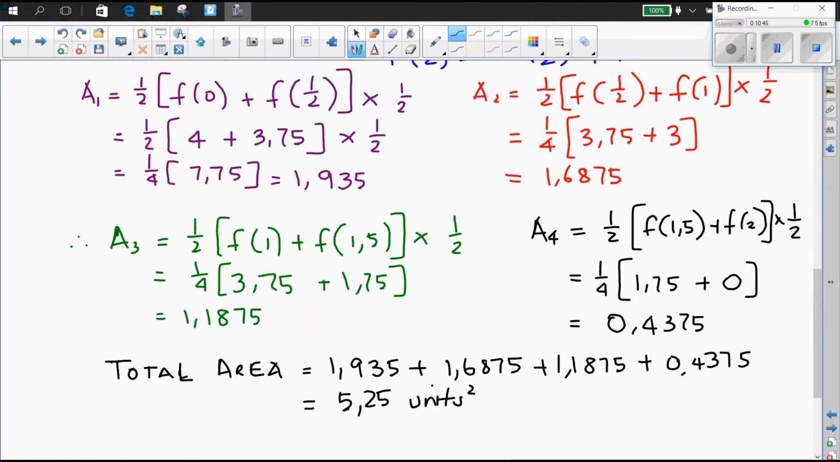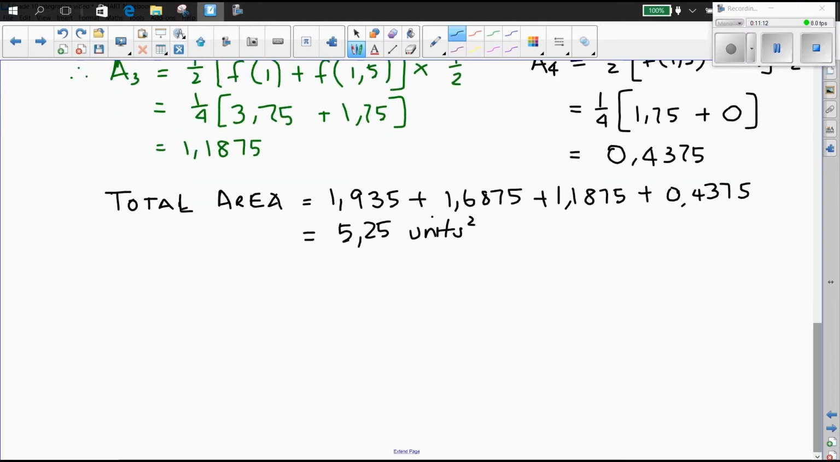I'm now going to continue and just show you a shorter way of working out the area of the 4 trapeziums. So if you notice, area 1 was half of f of 0 plus f of a half times the width, which was a half. Area 2 was half of f of a half plus f of 1 times the width, which is a half. Area 3 was half of f of 1 plus f of 1 and a half times a half, and we continue in this way. So we can also write down the formula all in one step.